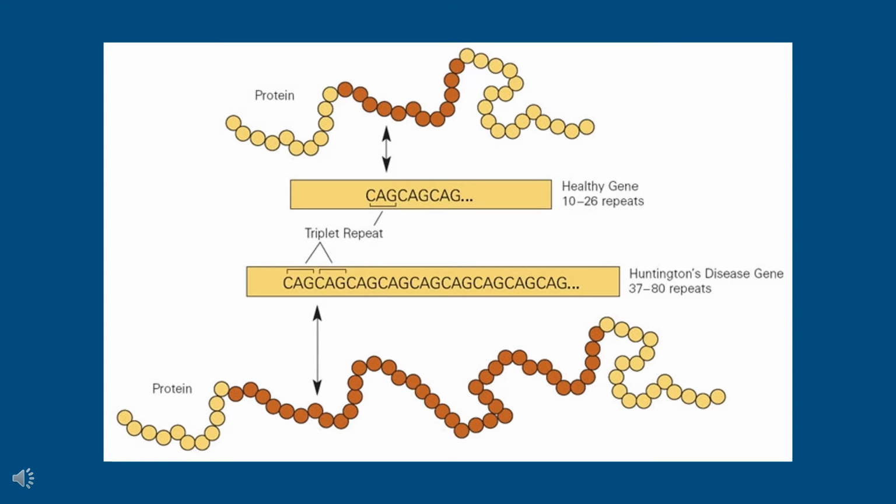This picture is just showing a healthy gene that repeats 10 to 26 times, but in Huntington's, it repeats up to 80 times, which is just too many.